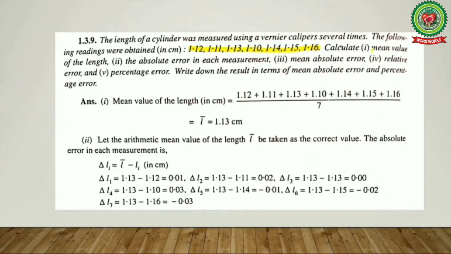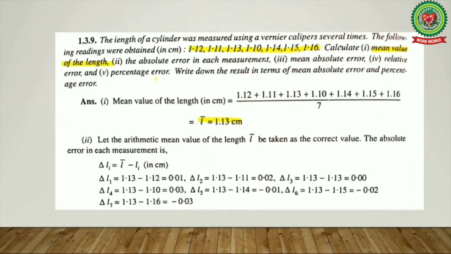Now you have to calculate the mean value of the length. Mean value means true value. So how can you find the mean value? By taking the arithmetic mean, the sum of all the observations divided by the total number of observations, and the result we get is 1.13 centimeter. So this is regarded as the true value.